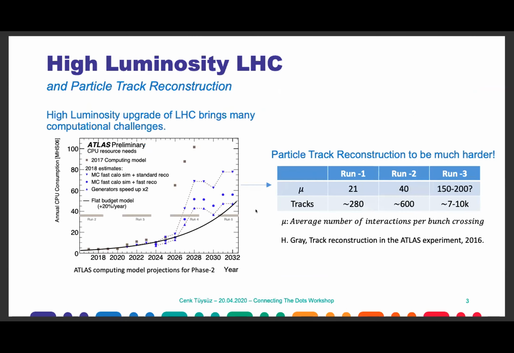So as you have heard many times today, the high luminosity upgrade of LHC will bring many challenges to particle track reconstruction. And as number of collisions increase, number of tracks will increase, and the current algorithms are costing us worse than quadratically. So we need better algorithms to do better physics, and everybody's investigating what we can do better.